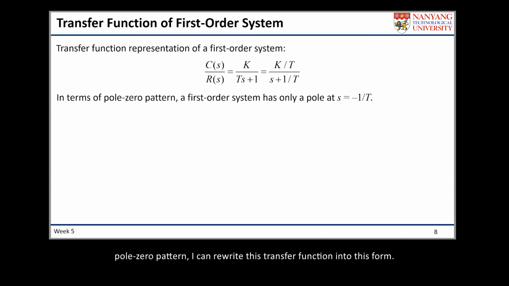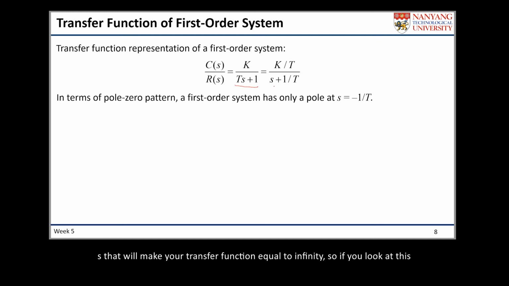In terms of pole zero pattern, I can rewrite this transfer function into this form. You know how to do this. I just divide both sides, the numerator as well as the denominator, by t. So once I have this form, you can identify the pole of the system. You still remember what is the definition of pole? Pole is the value of S that will make your transfer function equal to infinity.